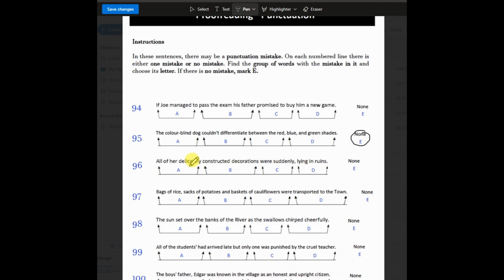For question 96, all of her delicately constructed decorations were suddenly lying in ruins. Now, if you heard how I read that out, there is no reason to have a comma here. That comma doesn't really make any sense there. There's no reason to be pausing there, and there's no grammatical explanation as to why you would put a comma there. So option C is going to be.